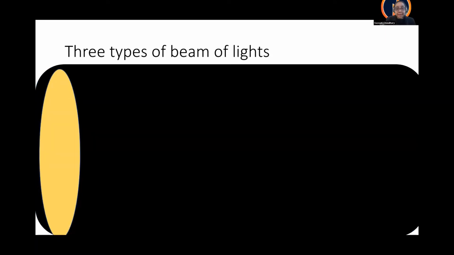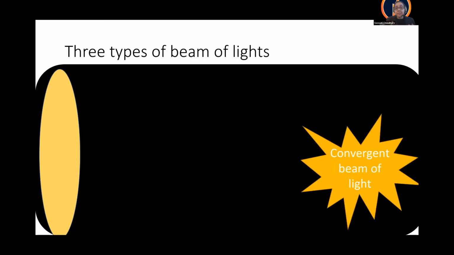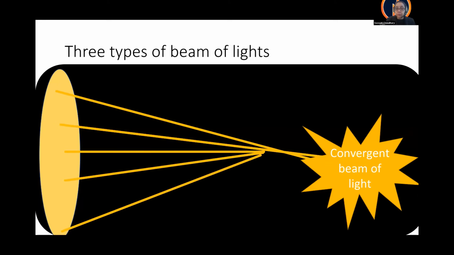Now, the second type of beam of light is the convergent beam of light. We know from the word convergent that they meet at a common point. You can see that all the rays of light are coming together at a specific point, so we call them a convergent beam of light. Also, they maintain a specific direction, as is the characteristic of every ray of light. Now, the important characteristic of this convergent beam of light is that the distance between the rays of light keeps on decreasing until they meet at a particular point. So the distance between the rays of light keeps on decreasing.